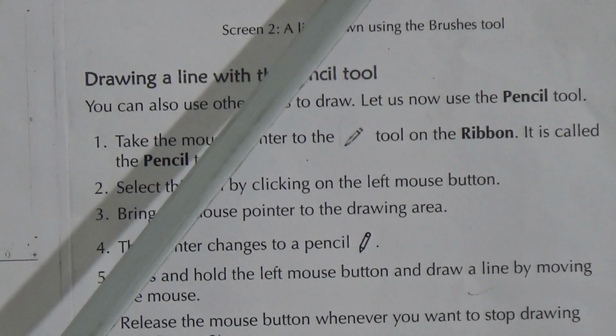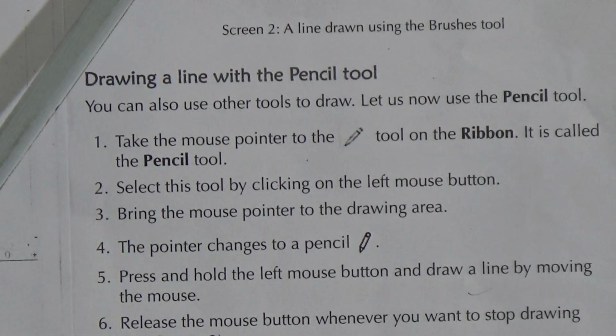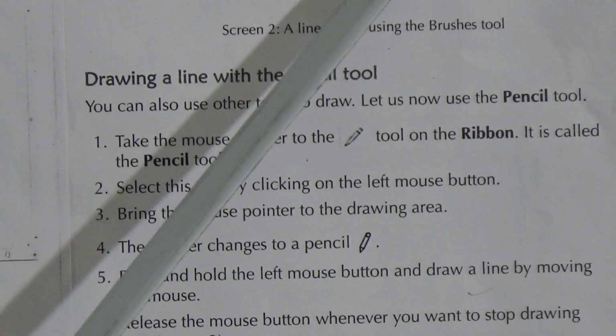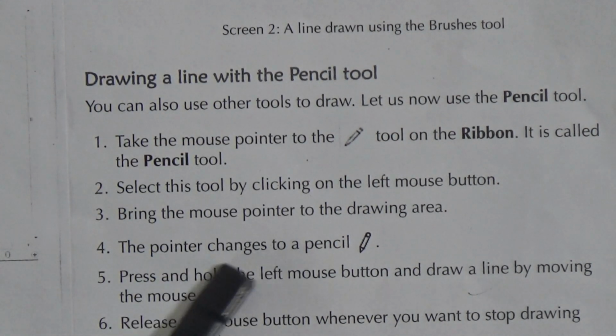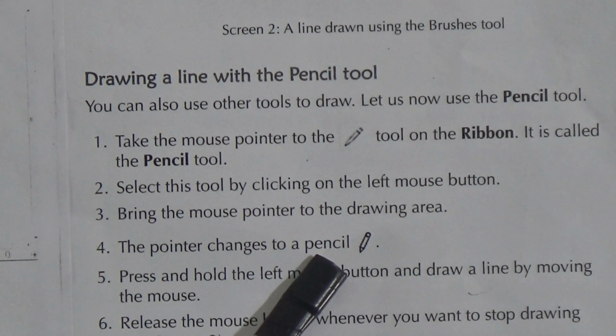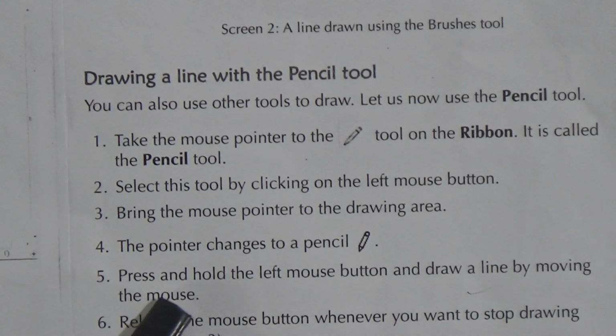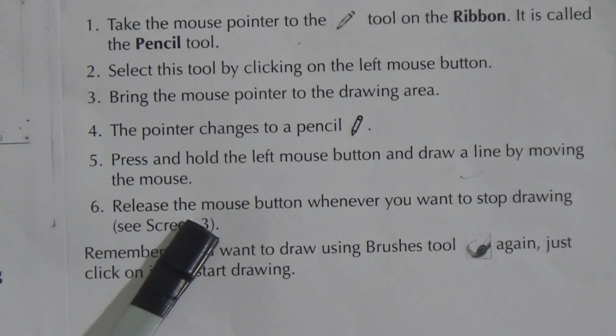Here it is called the brushes tool. When the pointer changes to a plus sign, it is called the brushes tool, and when the pointer changes to a pencil, it is called the pencil tool. Number 5, press and hold the left mouse button and draw a line by moving the mouse.